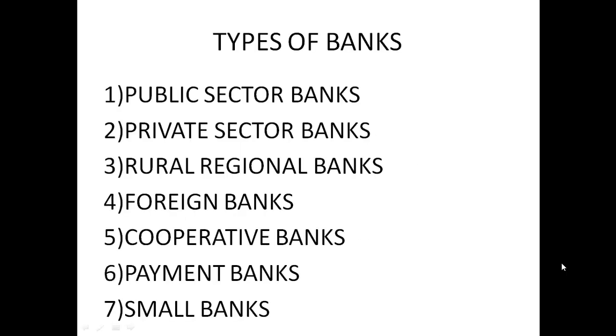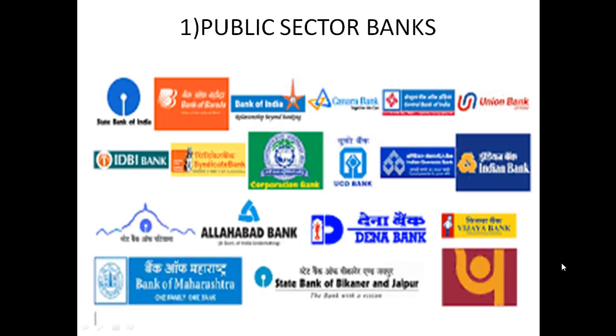Basically, now we have different types of banks. There are public sector banks, private sector banks, regional rural banks, foreign banks, and cooperative banks. And recently, our RBI gave licenses to these two types of banks also, that is payment banks and small finance banks. First one is public sector banks. So many of you know these banks. This is SBI, this is private, meaning Axis Bank.